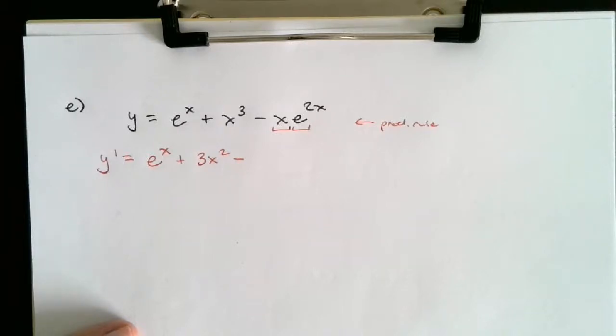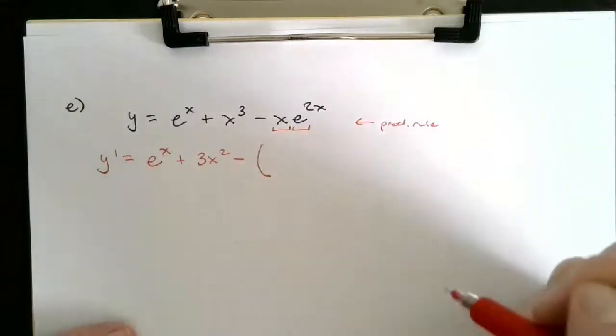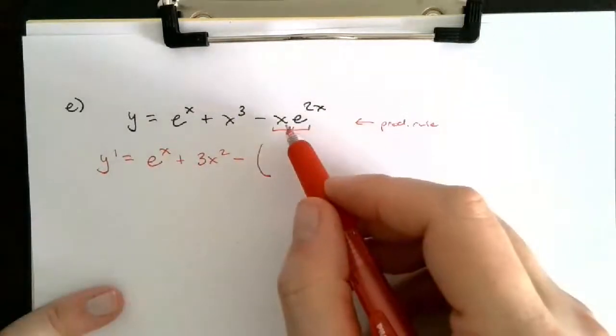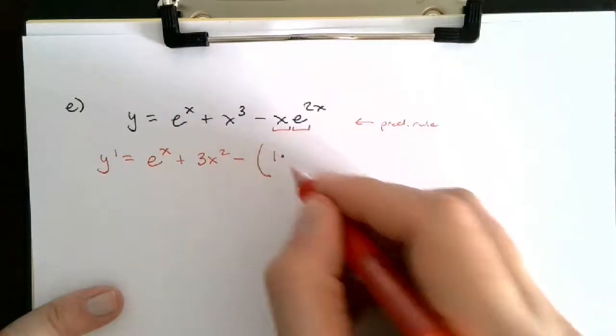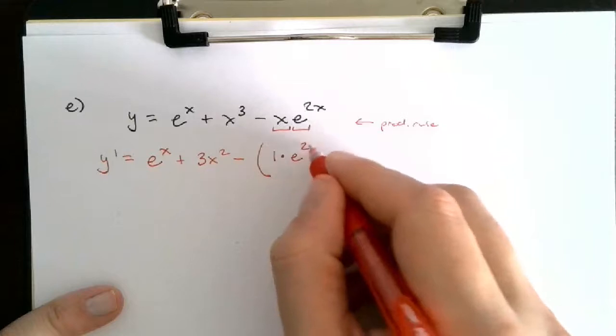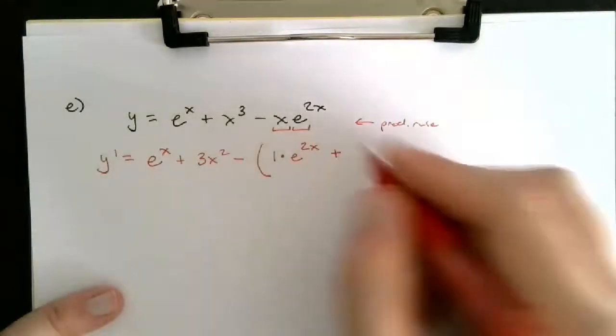Using the product rule here, remember how it works. This minus sign belongs to everything, so I'm going to do it in parentheses after it. The product rule says you take the derivative of the first function, so the derivative of x would just be 1, times, you leave the second alone, so times e to the 2x, plus the derivative of the second function.